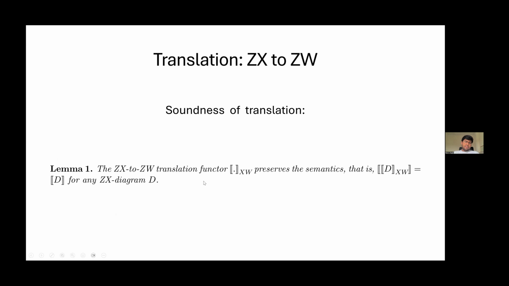And we can prove that all these things that we translated to are sound, or in other words, the translation preserves the semantics. So when you translate from ZX to ZW, you still get the same linear map.